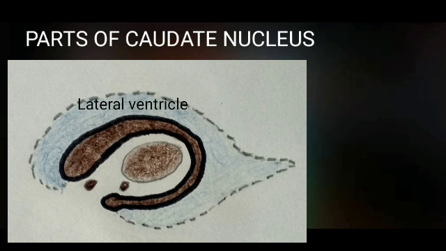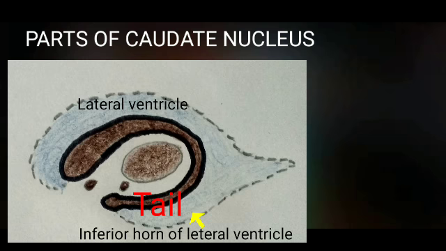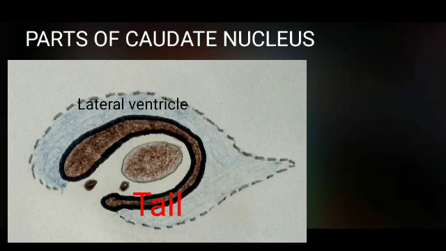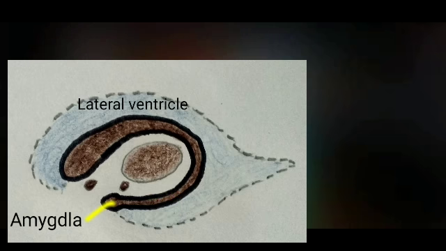Next part is the tail. The tail of the caudate nucleus is narrower and more slender than the body, and it runs downwards and forwards. The tail forms the roof of the inferior horn of the lateral ventricle. The tail is topographically connected to the amygdaloid body. The amygdaloid body is an oval mass of gray matter, that is, almond-shaped gray matter, located in the temporal lobe, and this amygdaloid body is a part of our limbic system.